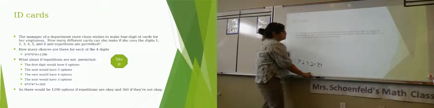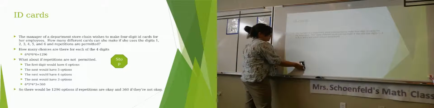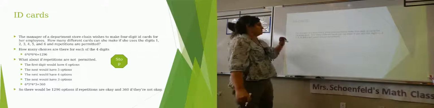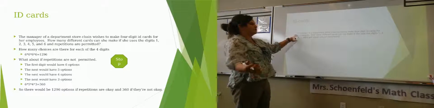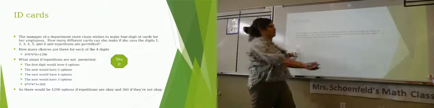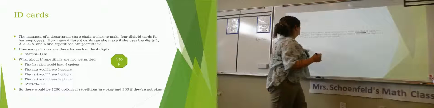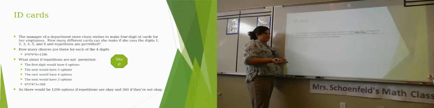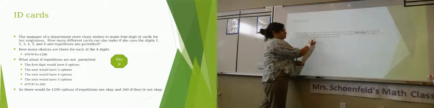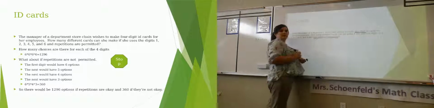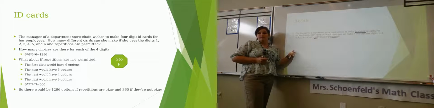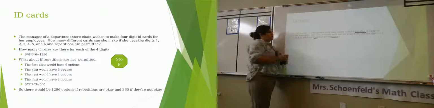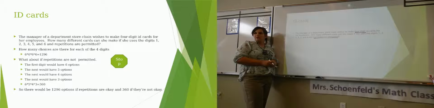Now if I wanted to do ID cards, the store manager wanted to make 4-digit ID cards for her employees. How many different cards can she make if she uses the digits 1, 2, 3, 4, 5, and 6, and repetitions are permitted? Those are kind of keywords that you're going to start looking for. So like 6 times 4 would be 24. So you think only 24 choices? No. We could probably list more than 24 choices.